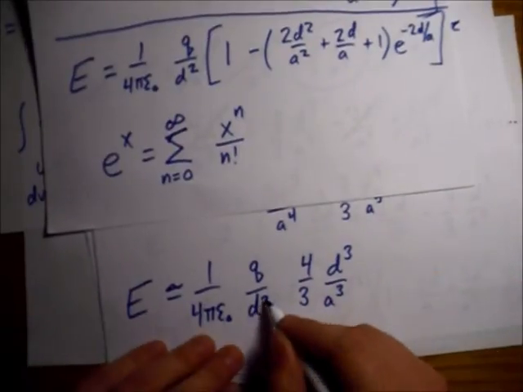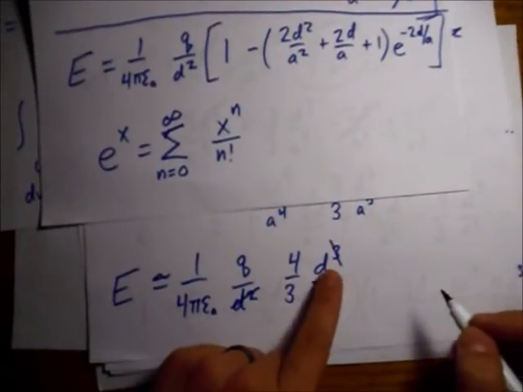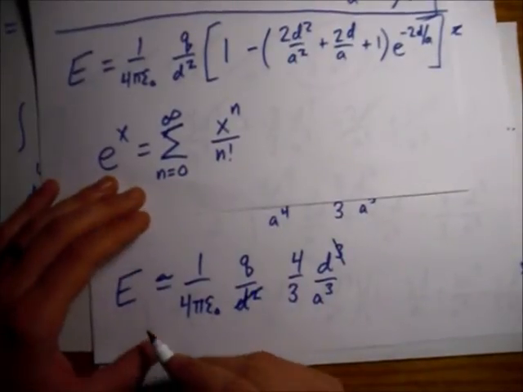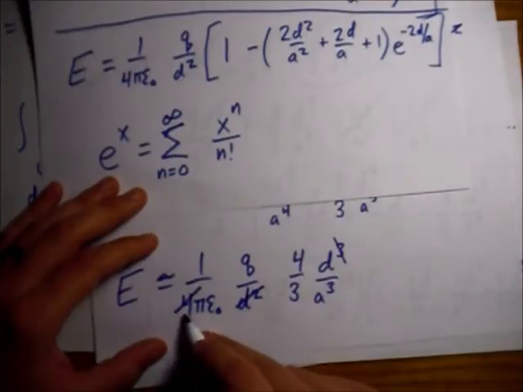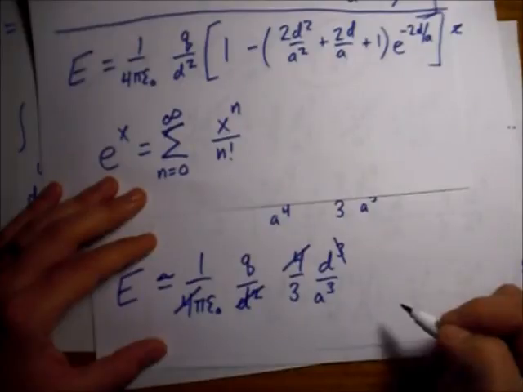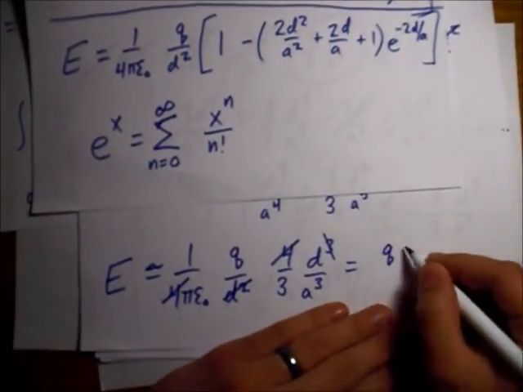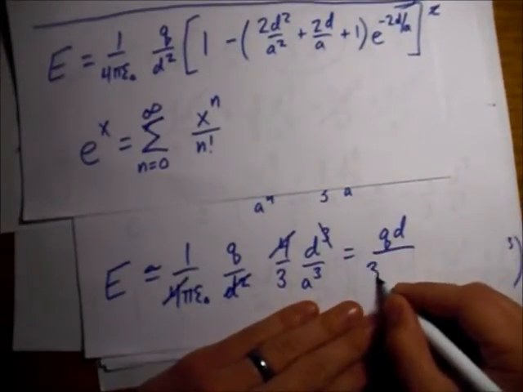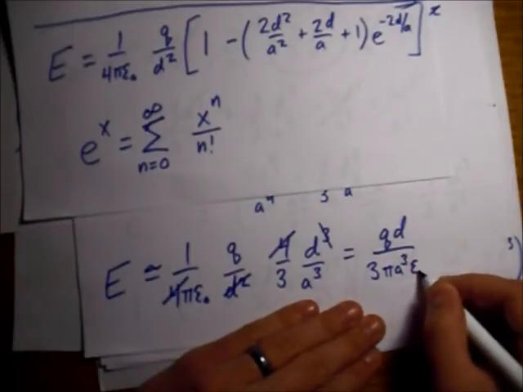All right, so what happens is this d squared will leave us with just 1 power of d on the top. We can kill our beloved 4 in our 4 pi epsilon naught just this once. And we are left with qd over 3 pi a cubed epsilon naught.